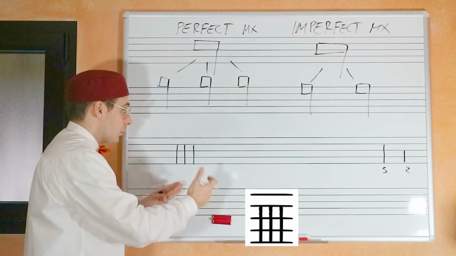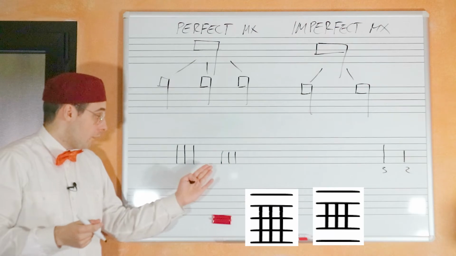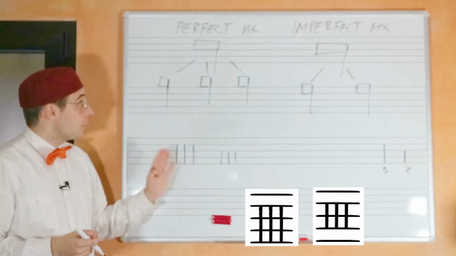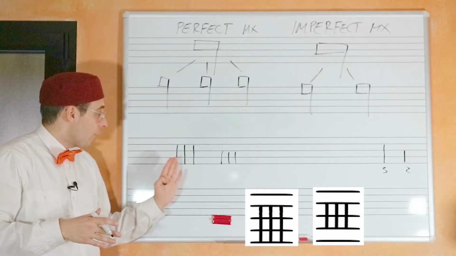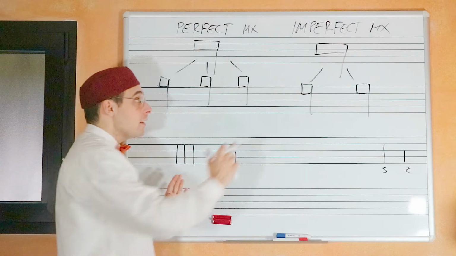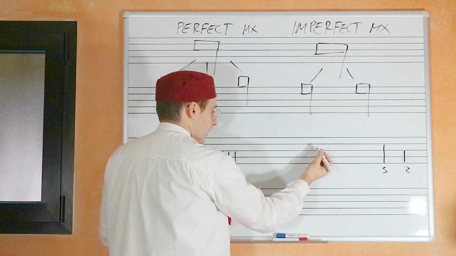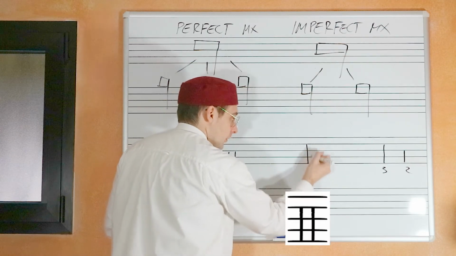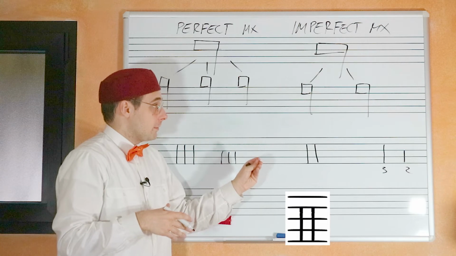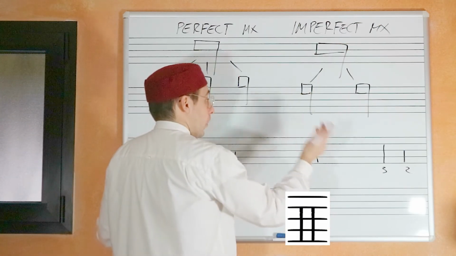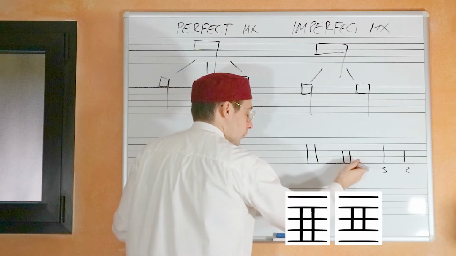So the relative situation when the longa is imperfect is this. I have 3 lines of 2 spaces each one. So the perfection of the maxima in the relative rest is determined by the number of the vertical lines. In a similar way, the imperfect maxima, the relative rest, if the longa is perfect, is composed of only 2 vertical lines of 3 spaces. And the rest of the imperfect maxima, when the longa is imperfect, is composed of 2 vertical lines of 2 spaces.